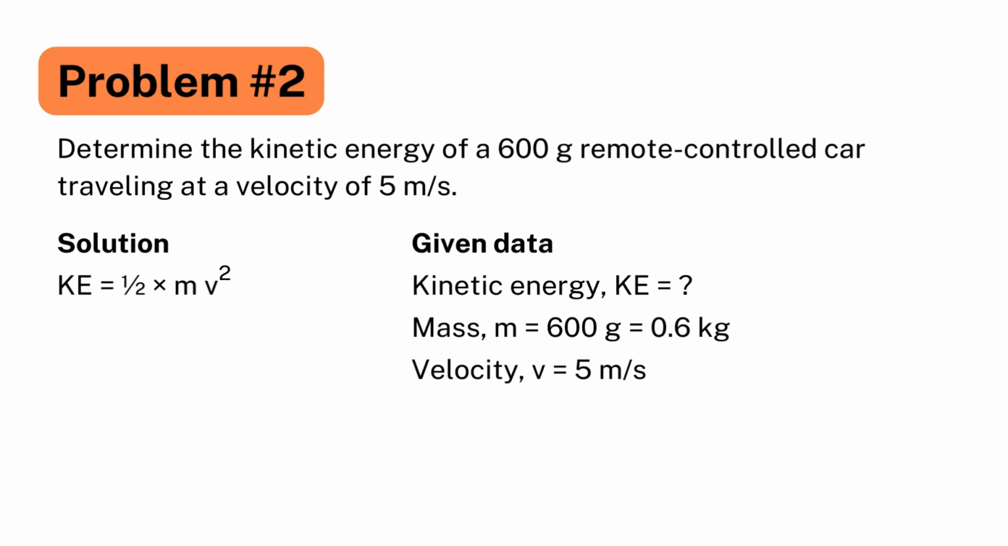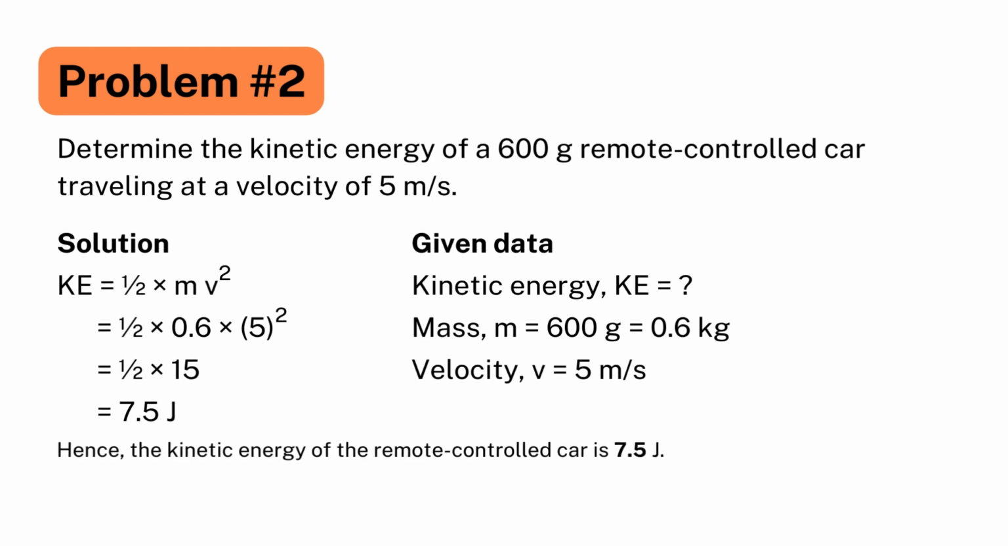So the calculation becomes KE equals half multiplied by 0.6 multiplied by 5 squared. This becomes KE equals half multiplied by 15. And we get the value of KE as 7.5 joules. Hence, the kinetic energy of the remote-controlled car is 7.5 joules. So, that wraps up kinetic energy.